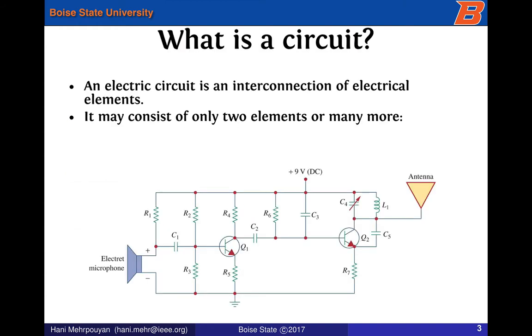So basically a circuit is a combination of circuit elements that are interconnected. Circuit elements can consist of resistors, capacitors, inductors, and even antennas, transistors, and power sources. A circuit can be made of two elements or more.